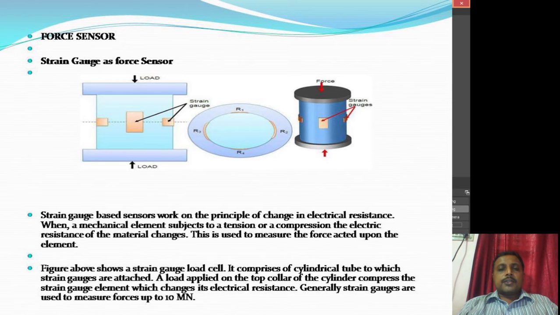Generally, strain gauges are used to measure forces up to 10 meganewtons. Strain gauges work on the principle of change in electrical resistance. Whenever a mechanical element is subjected to either a compressive or a tensile force, the electrical resistance of the material will change.